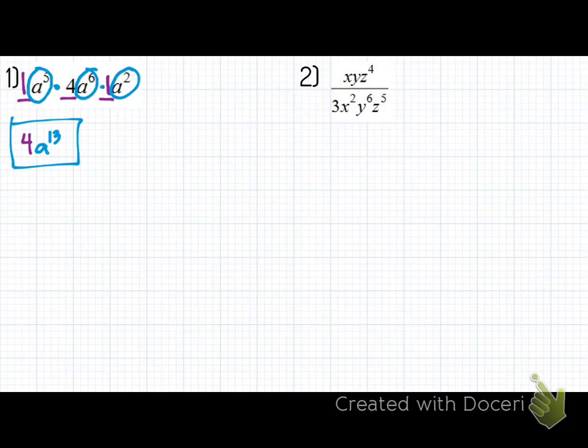Okay? Number 2. This one's a little bit more difficult. Over here in the numerator, I'm putting a 1 in for a coefficient because there was nothing there, so I'm going to put in a 1 there. Deal with my coefficients first. Can I simplify 1 over 3? No, I can't, so I'm going to bring that down as my answer.